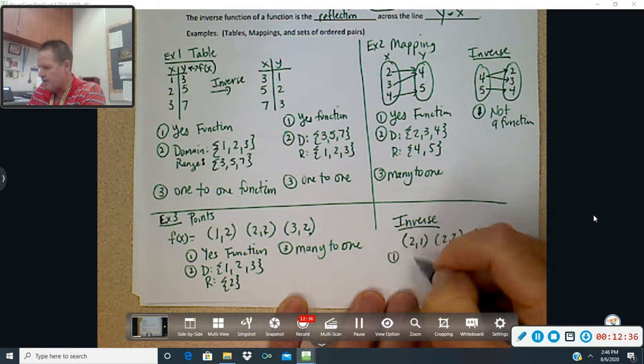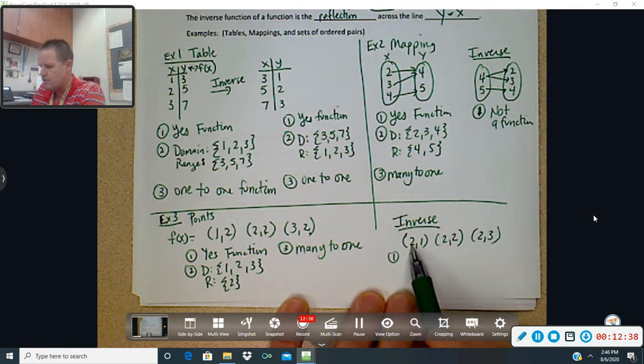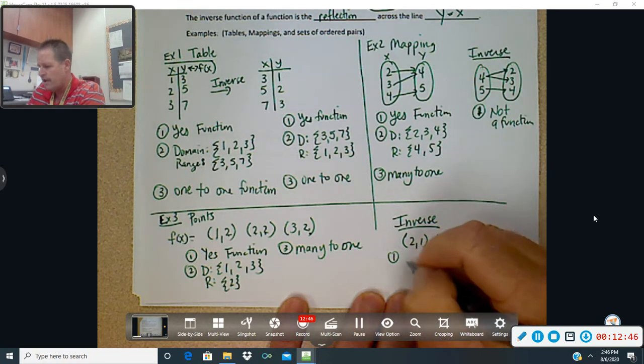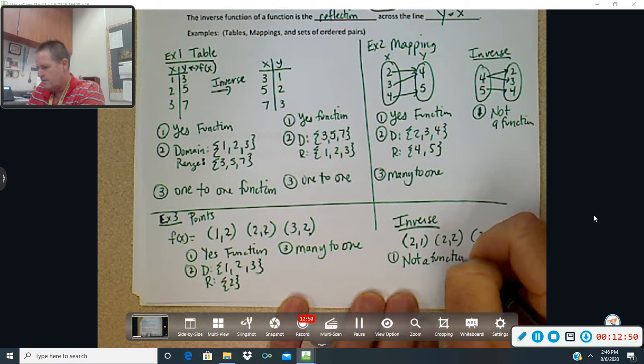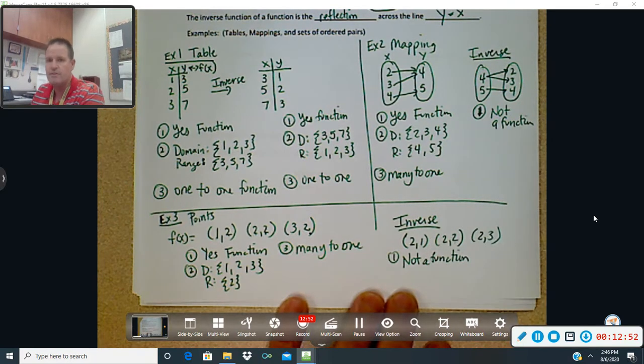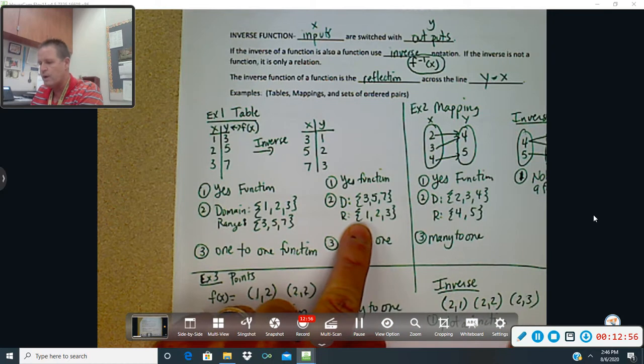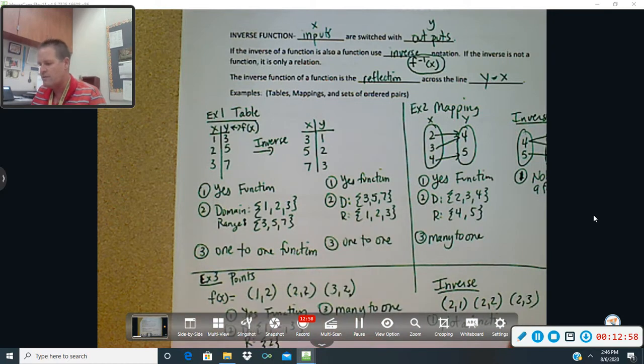Number 1, is it a function? Well, how many answers does 2 have? 2 has 3 different answers. When I say 2 is 1, and then 2 is 2, and 2 is 3, this makes it not a function. Okay, sometimes the inverse is not a function, but that's not always the case. If you look at the first one, it still was a function, so don't start thinking the inverse is not.